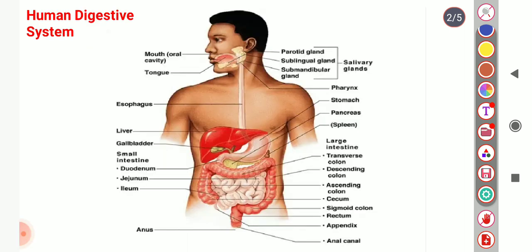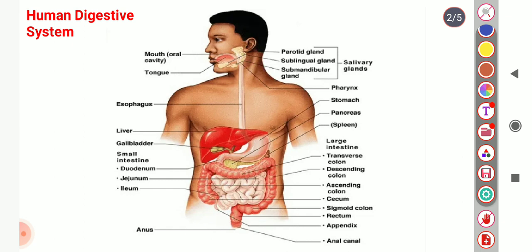This is the diagram of the human digestive system. You can see the structure of the human digestive system. These are the mouth or oral cavity, the tongue, and the esophagus. These are the liver, gallbladder, small intestine, duodenum, jejunum, ileum, and stomach, pancreas.